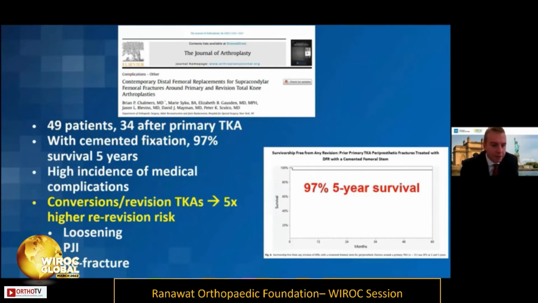However, there was a higher incidence of medical complications in this basically hip fracture type population. And in conversions of a failed ORIF or after a revision total knee, there was a 5 times higher rate of re-revision for loosening, infection, and refracture. So similar to Beth's point on the hip side, these are very challenging cases.